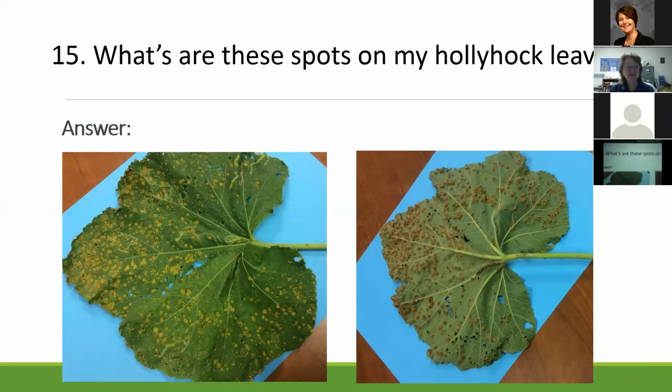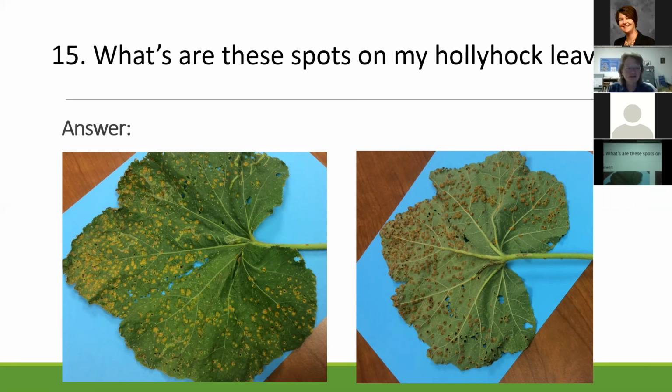And with rust, again, that symptom, it's usually yellow, usually orange. But if you turn the leaf over with a rust disease, which is a fungal disease, you will often see these raised pustules on the bottom or the underside of the leaf. And that helps to tell you. Good sanitation is probably the best control for hollyhock leaf rust. Just making sure you clean these plants up, remove these leaves, clean the plants up.